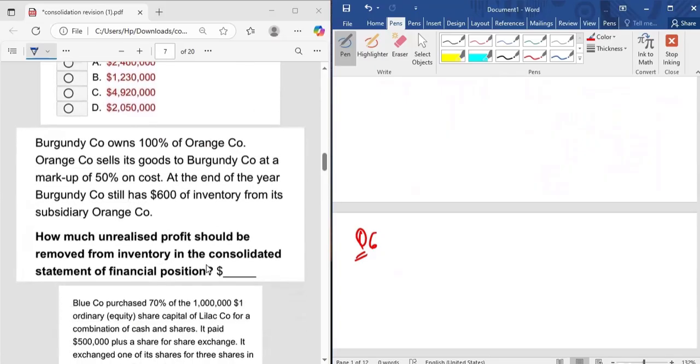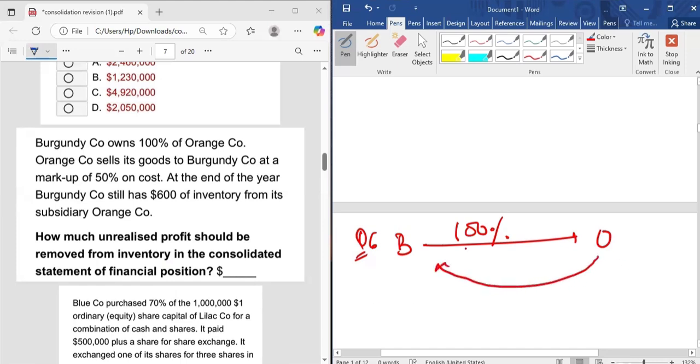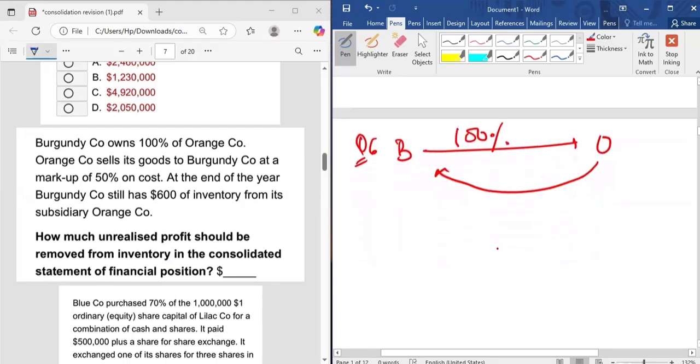Burgundy Company owns 100% of Orange Company. So Burgundy's first company, which is the parent company, and Orange Company is our subsidiary. And it is a wholly owned subsidiary because Burgundy has acquired 100% of Orange Company. Okay. Orange Company sell its goods to Burgundy Company at a markup of 50% on cost. So the subsidiary company has sold certain goods to its parent company. Okay, so this is intra-group transaction, a transaction which is happening within the group. Okay, so imagine it like you are wearing a bottom with two pockets. Okay, so you are just transferring some money from the first pocket to some money in the second pocket.